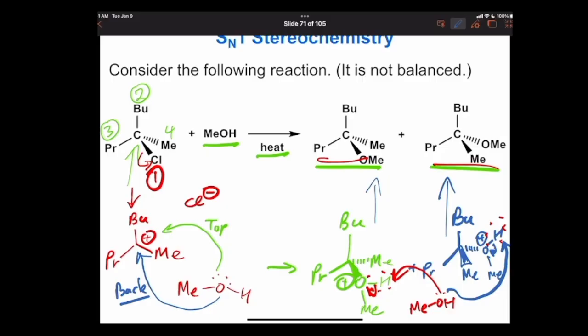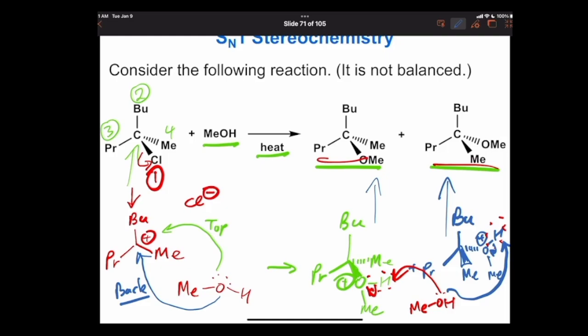Look at these two products. What's the relationship to each other? Are they the same molecule? What is the relationship from left to right? They are what to each other? They're stereoisomers. Are they diastereomers or are they enantiomers? Yeah, one asymmetric center, one goes forward, one goes back. These are enantiomers. Now, SN1 reactions do not always make enantiomers.